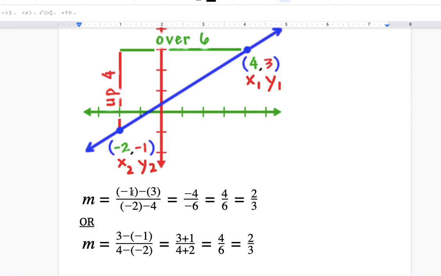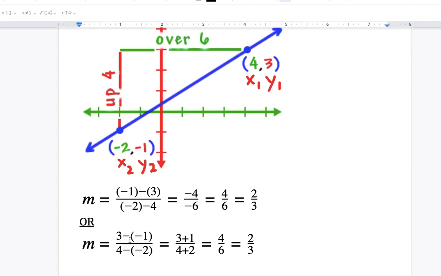So following this formula, I have y2, negative 1, minus y1, minus 3. And on the bottom, if I started with the second point, I gotta start with the second point for the bottom as well. Negative 2 minus 4. Those become negative 4 over negative 6, cancel out the negatives, becomes 4/6 or 2/3.